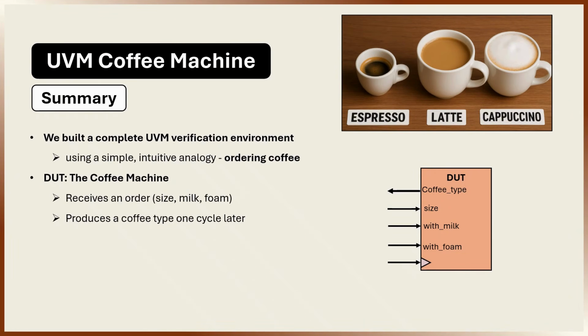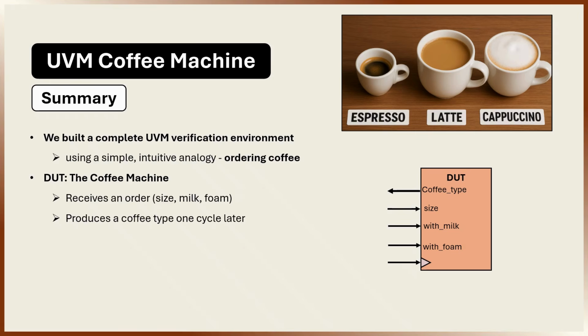We've reached the summary of our UVM coffee machine example. We created a complete UVM verification environment using a simple and intuitive analogy: ordering coffee. At the center, we had our DUT, the coffee machine. It receives an order: the size, whether it has milk, and whether it has foam. And exactly one clock cycle later, it produces the coffee type.